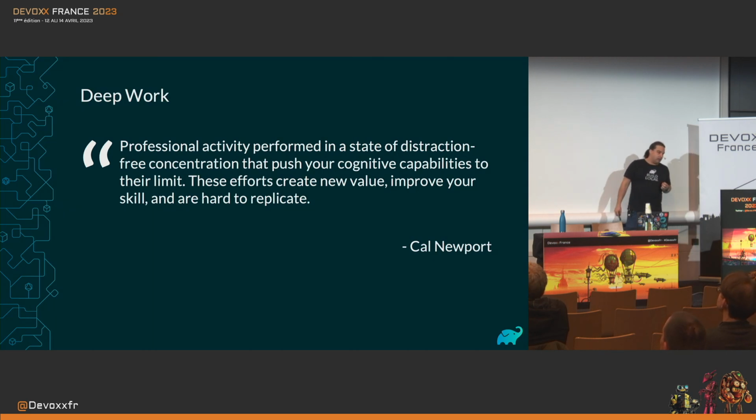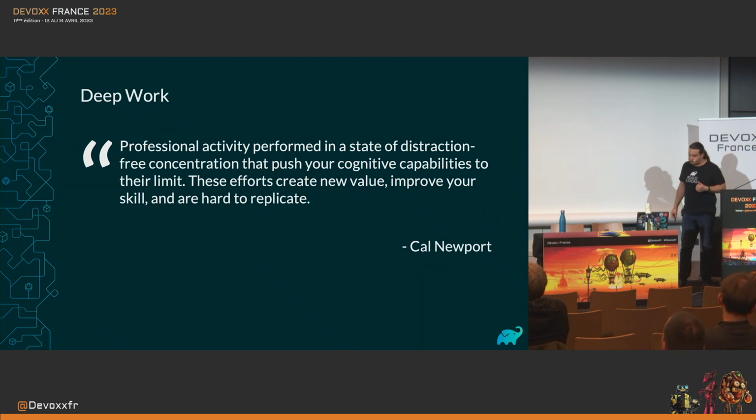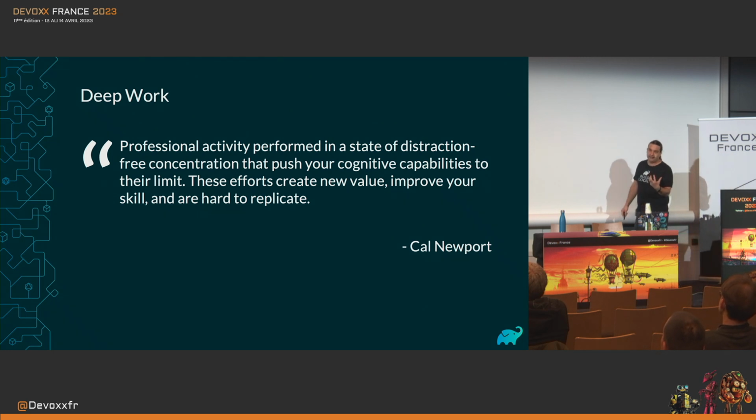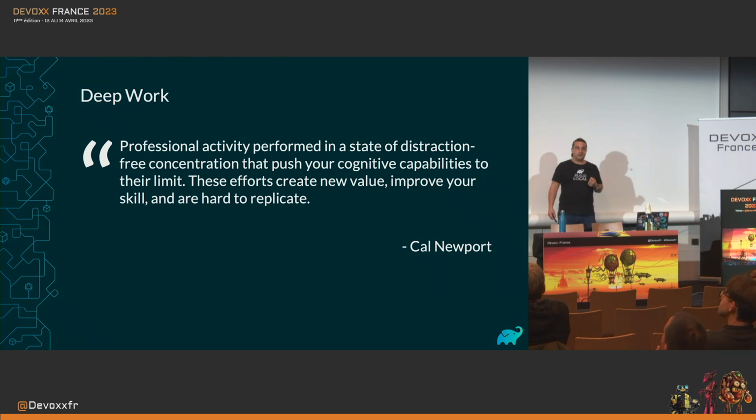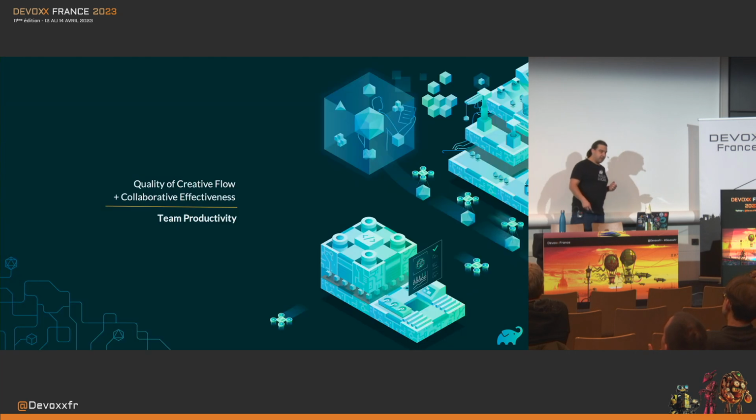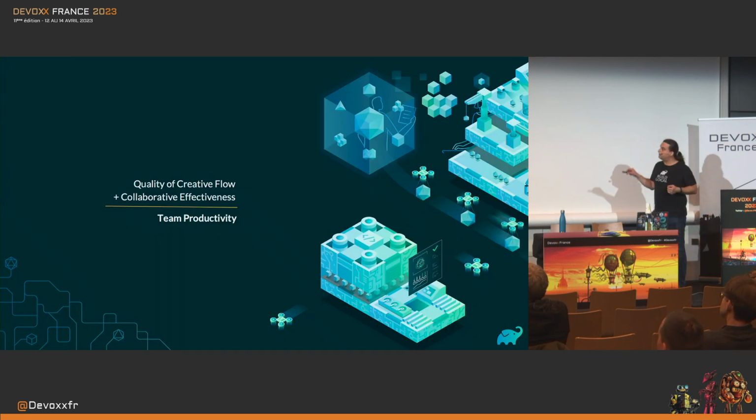Cal Newport, talking about deep work, defines it as professional activity performed in a state of distraction-free concentration that pushes your cognitive capabilities to their limit. These efforts create new value, improve your skill, and are very hard to replicate. This is what it's all about. It's all about flow state. Quality of creative flow and collaborative effectiveness equals better team productivity.